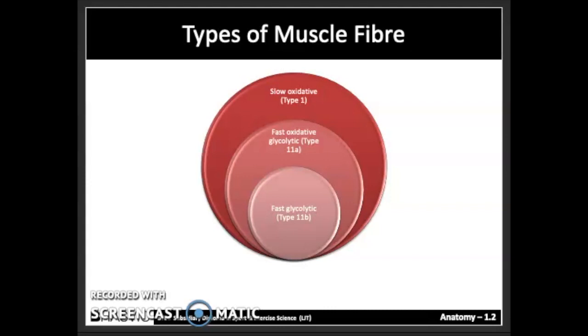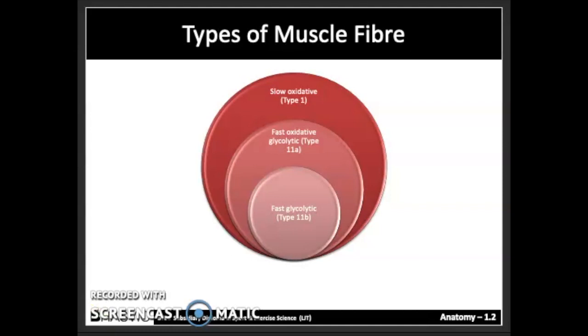There is not a high capillary density through type 2B muscle fibers, meaning that not much oxygen is being delivered to the fiber, so there is no need for mitochondria. Type 2B muscle fibers therefore mainly use anaerobic pathways for respiration and have almost no aerobic respiration.